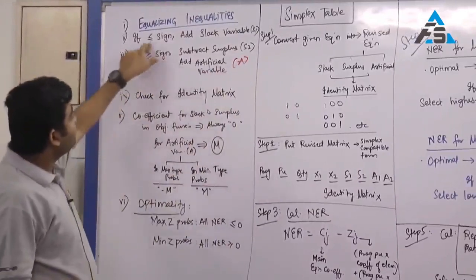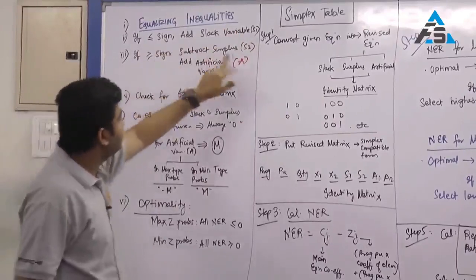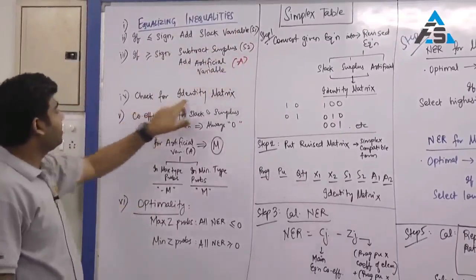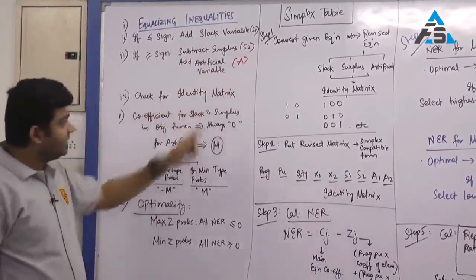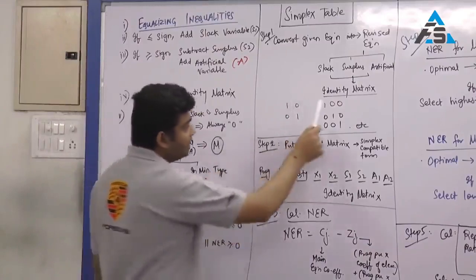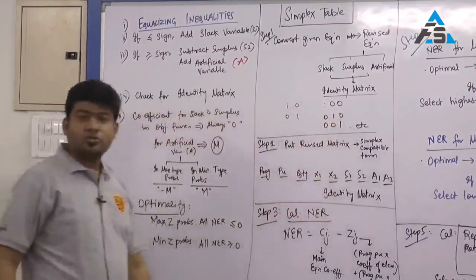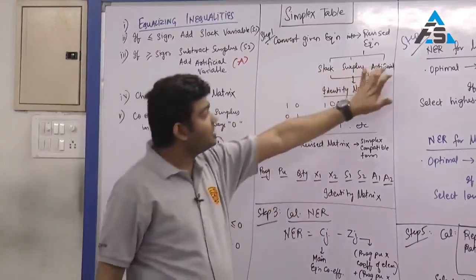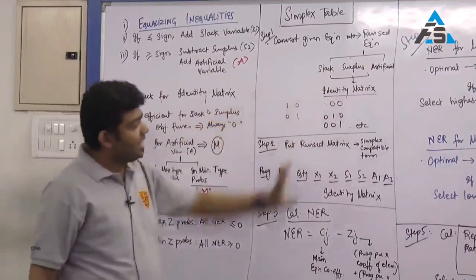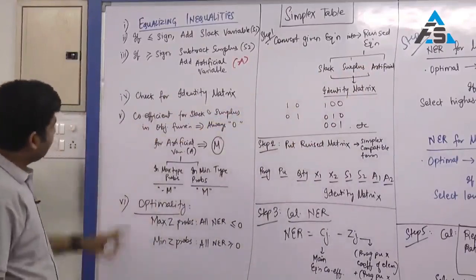So less than or equal to sign, add slack variable; greater than or equal to sign, subtract surplus variable and add artificial variable simultaneously. Then check for identity matrix. So identity matrix I have mentioned here, 1 0 0 1, 2-tier identity matrix, 1 0 0 0 1 0 0 0 1, 3-tier identity matrix, and so on and so forth. So slack, surplus, artificial, as the case may be, ensure that there is an identity matrix in the simplex table that we are going to make.